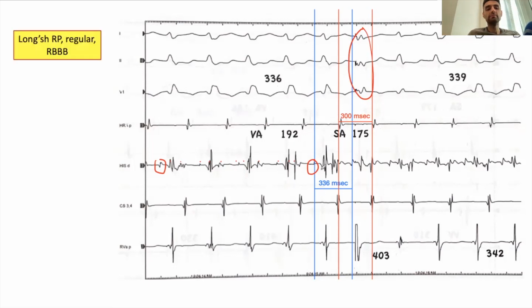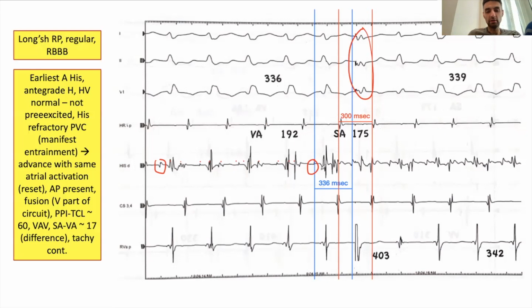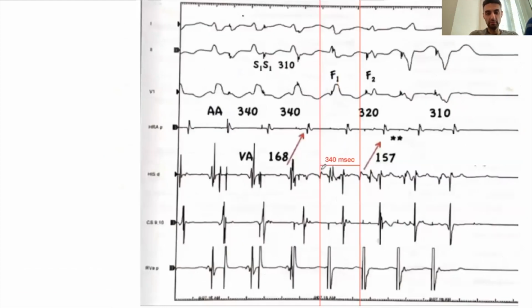So again, longish RP, regular right bundle branch block tachycardia, earliest A at the His. Antegrade His, like we said, HV is normal, not a pre-excited tachycardia. His refractory PVC: there's manifest entrainment, there's advancement with the same atrial activation, hence an accessory pathway is present, and since there's also fusion, V is part of the circuit. PPI minus tachycardia cycle length was around 60, with a VAV response, and stim to A minus V2 was around 17. Also, the tachycardia continued. This is just AVRT, in this case maybe a septal pathway.